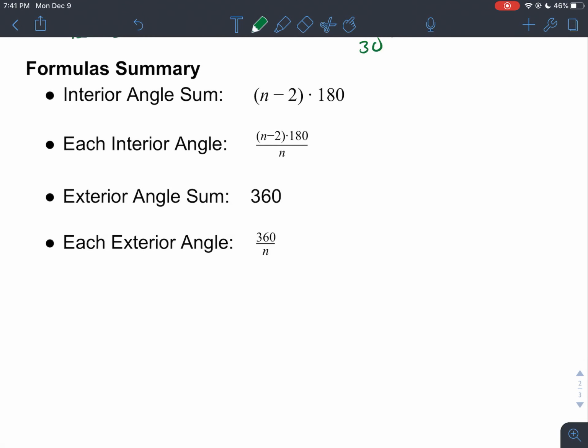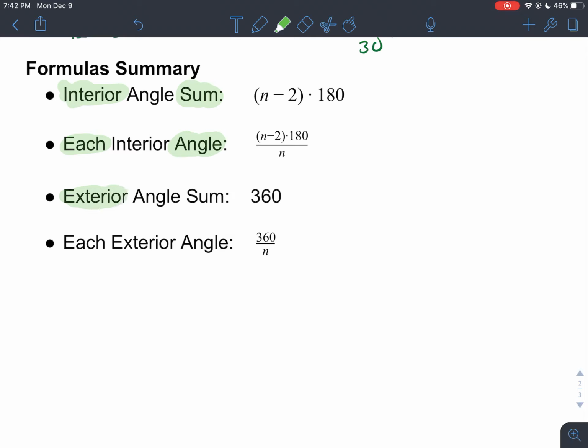All right. So formula summary, interior angle sum. Anytime you see a sentence where you see the word sum and the word interior in the same sentence, n minus 2 times 180. So it may say, what is the sum of the interior angles? What is the interior angle sum? But anytime you see the words interior and sum in the same sentence, n minus 2 times 180. If you see each interior angle or an interior angle, so you're just looking for one, it's n minus 2 times 180 divided by n, so divided by the number of sides.